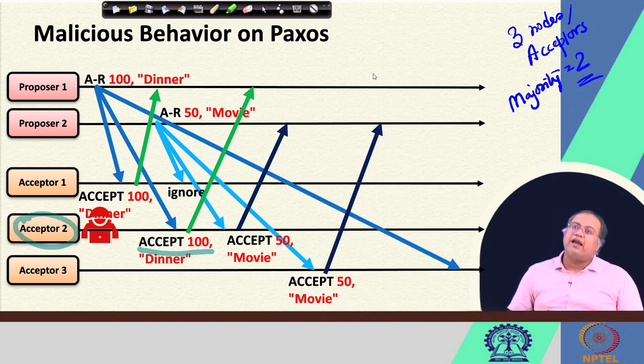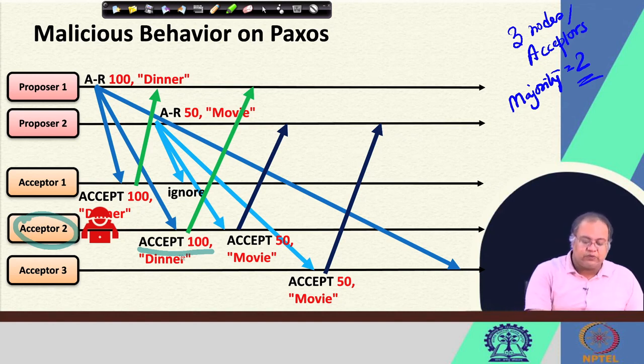Now, the same thing can get repeated here by acceptor 2, because acceptor 2 is a malicious node that is trying to do something malicious. It will send the wrong message, or it will keep on sending the wrong messages. Although it should have ignored the accept request with ID 50, it does not ignore it. It sends an accept message to proposer 1 with ID 100 and value dinner, and at the same time it sends another accept message with ID 50 and value movie to proposer 2.